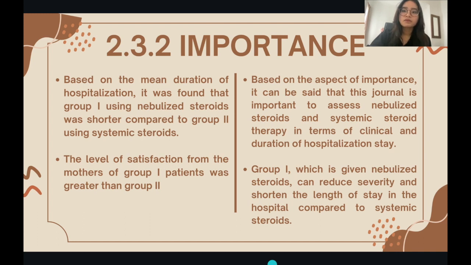Based on the result obtained, Group 1, which is given nebulized steroids, can reduce severity and shorten the length of stay in the hospital compared to systemic steroids. That's all from me. The presentation will be continued by my friend.